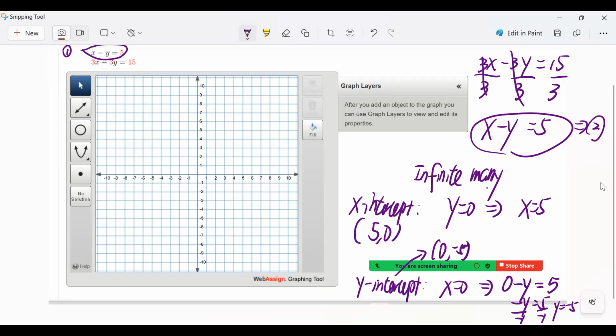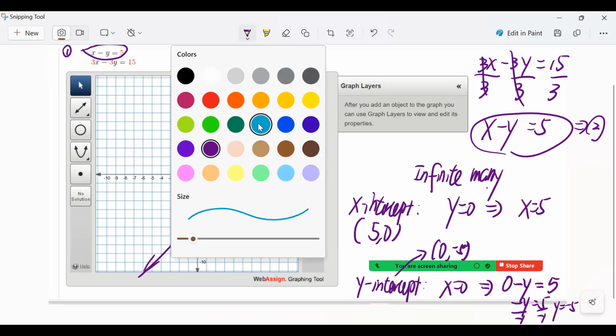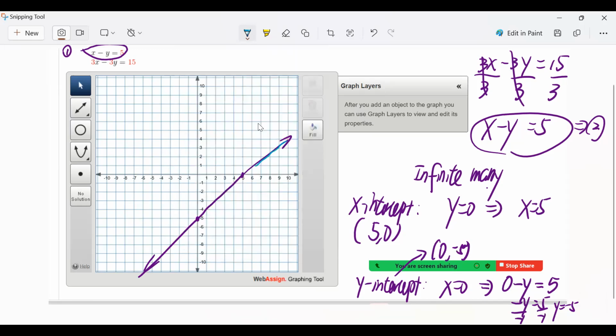And we can graph it, right? (5, 0), that's on the x-axis. It's right here. The y-intercept is (0, negative 5). It's right here. So you connect those two and extend it on both directions. So we get a line, and both lines are the same. Another line would be exactly the same, passing through all the same points. So that's why the solution is infinitely many.